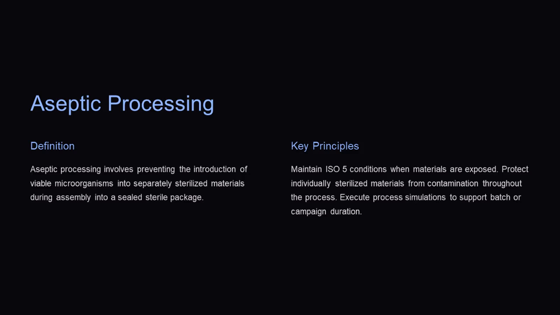Aseptic processing involves preventing the introduction of viable microorganisms into separately sterilized materials during assembly into a sealed sterile package. Key principles include maintaining ISO 5 conditions when materials are exposed, protecting sterilized materials from contamination, and executing process simulations to support batch or campaign duration.